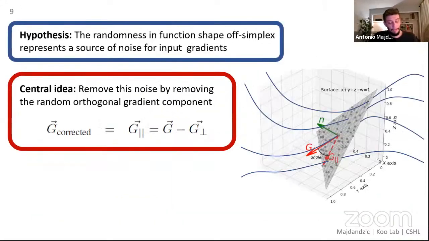So our main hypothesis is that this random off-simplex function behavior can introduce a source of noise in input gradients. Our main contribution is a correction of this noise. We suggest removing the random orthogonal gradient components, which are not guided by any data, by simply subtracting the orthogonal component from the total gradient.